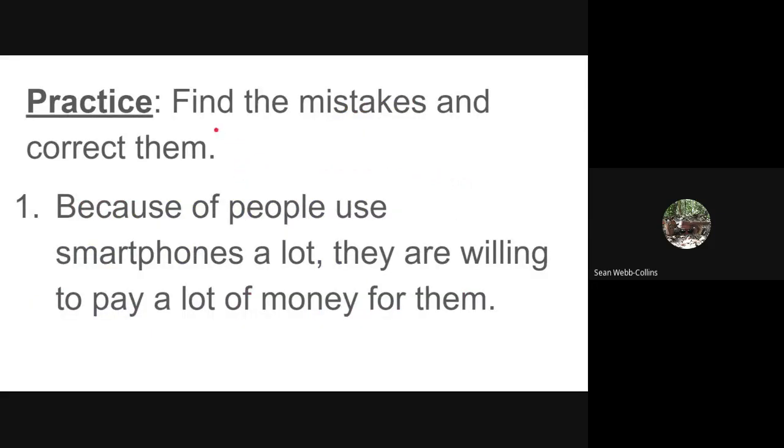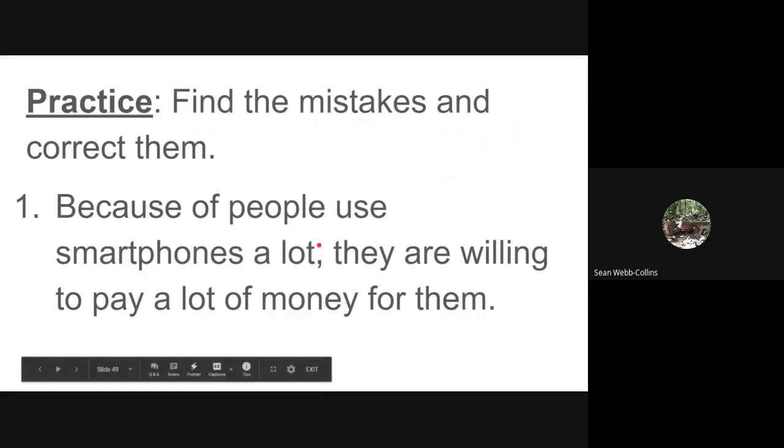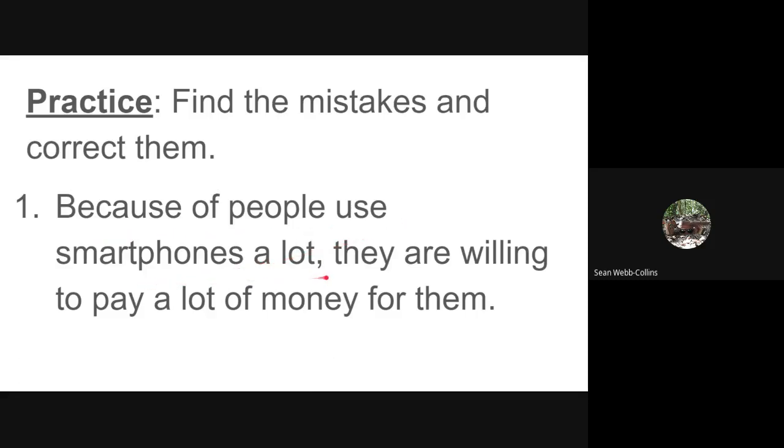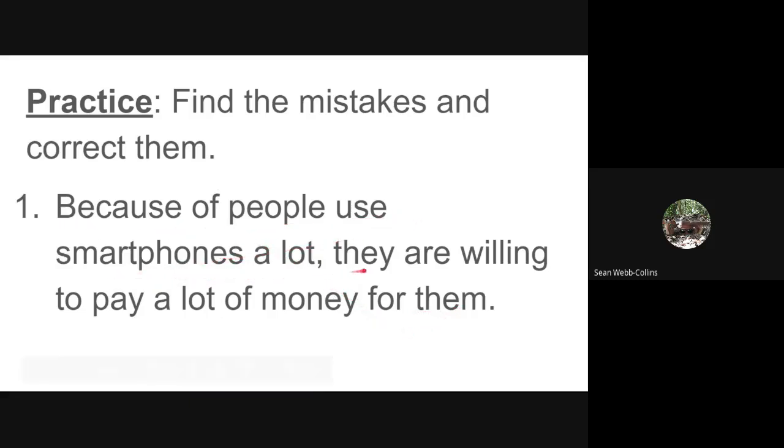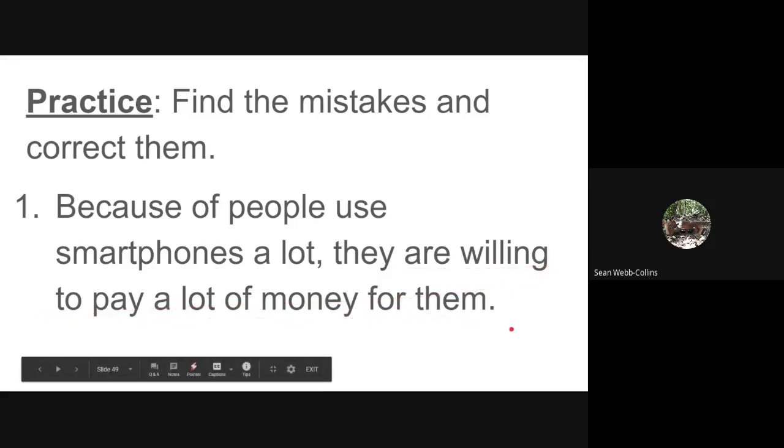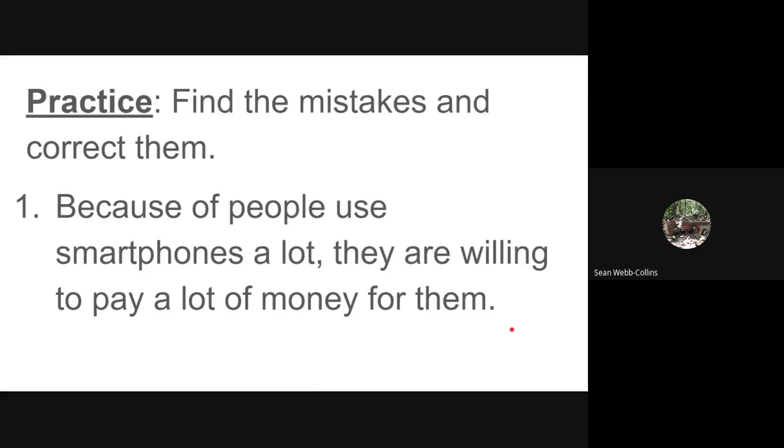Now let's do some further practice to find the mistakes and correct them. So for number one, because of people use smartphones a lot, they are willing to pay a lot of money for them. Again, because of people use smartphones a lot, they are willing to pay a lot for them. I'd like you to spot the mistakes and correct them. Pause the video now to answer the question.